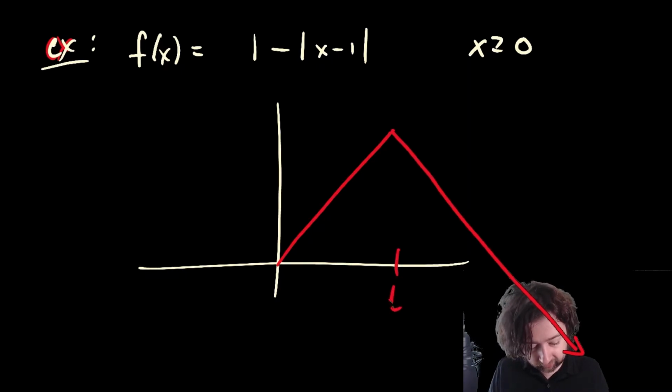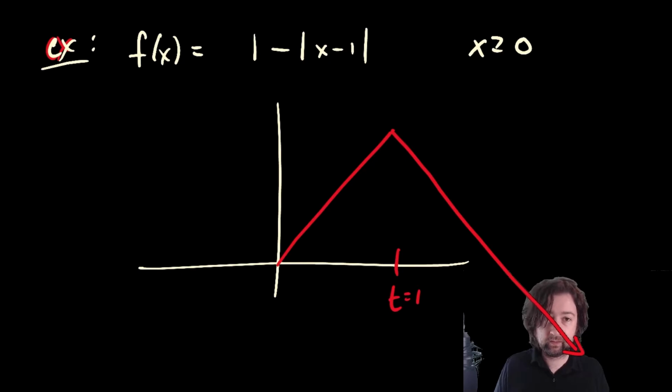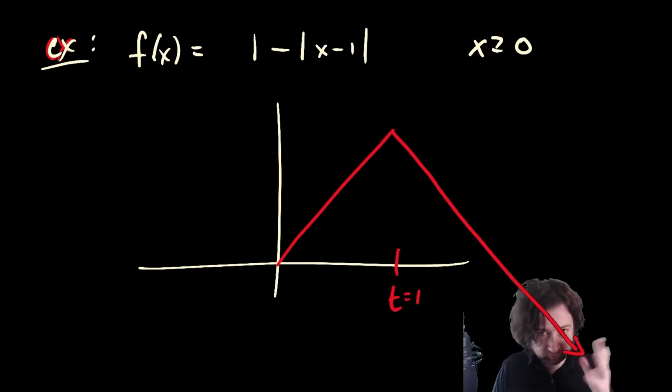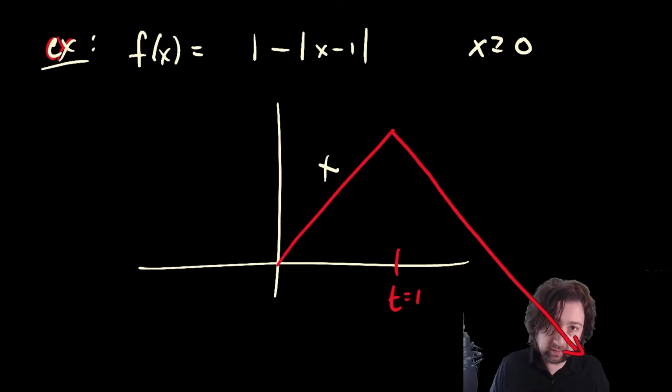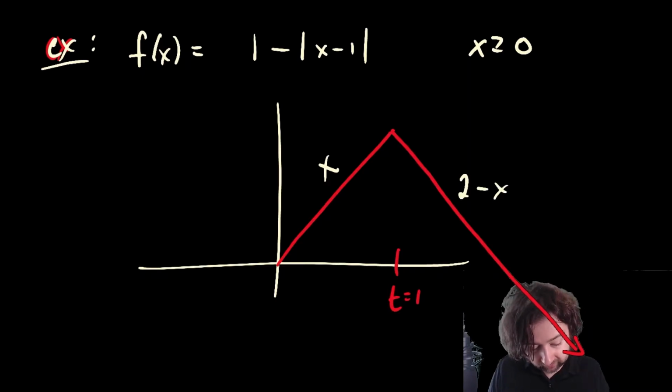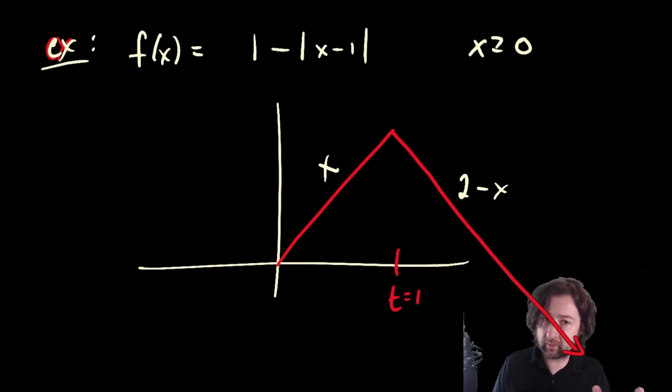And that change happens at t is equal to 1. So this is what that shifted, flipped around absolute value looks like. If you trace through the definition, it's pretty easy to see that this function is equal to the function x on this branch. And on the other branch, it's equal to 2 minus x. That just has to do with evaluating the absolute value on the different pieces between 0 and 1 and between 1 and infinity.